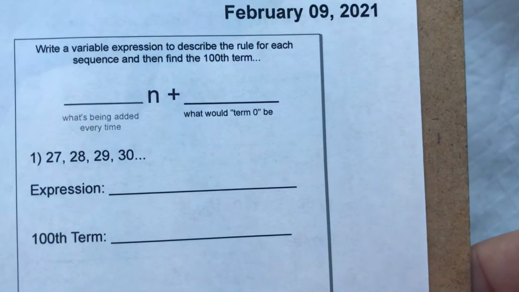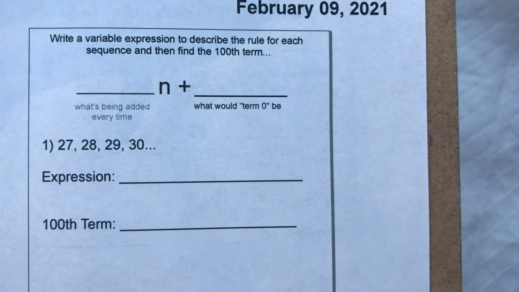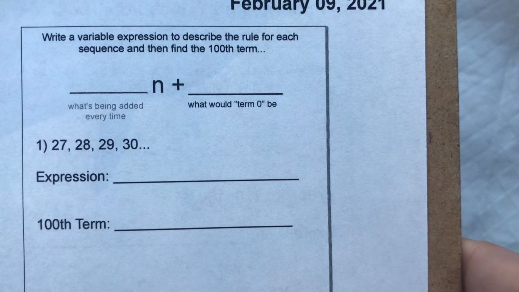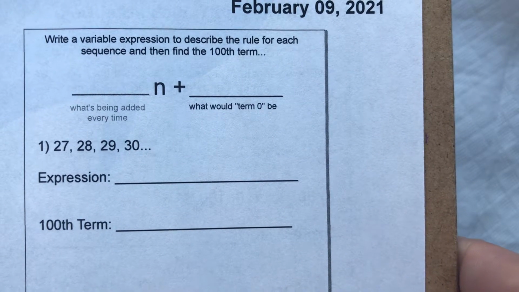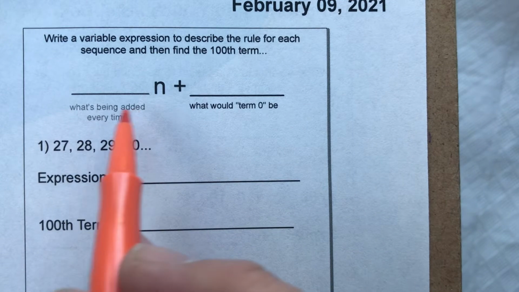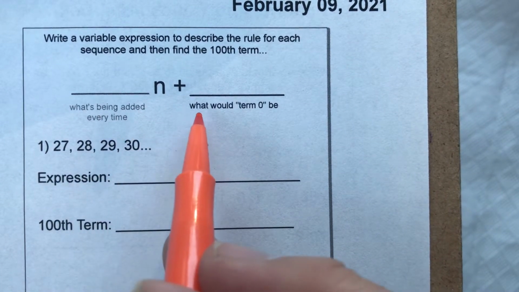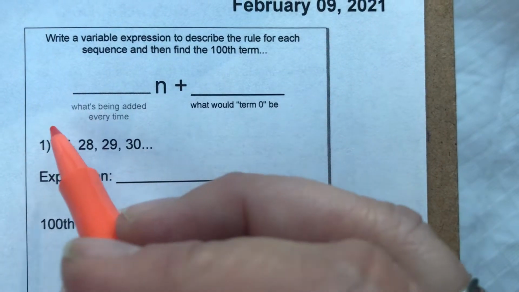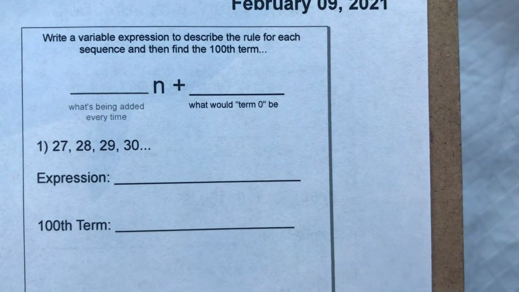Okay, let's look at this first slide in the top right. It says, write a variable expression to describe the rule for each sequence and then find the 100th term. So what goes in the first blank is what's being added every time. And then this says what term 0 would be. So let's look first. What's being added every time here?